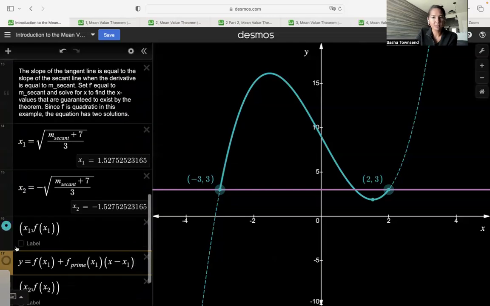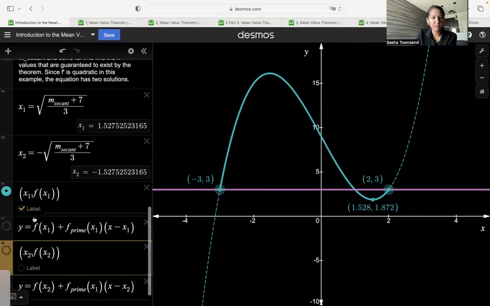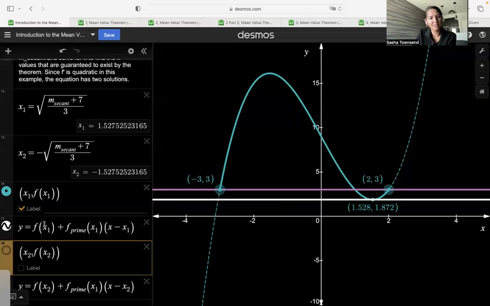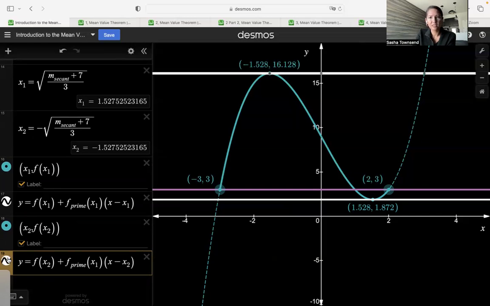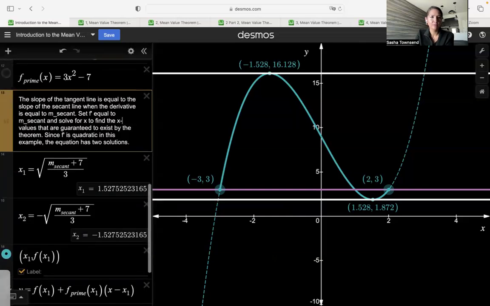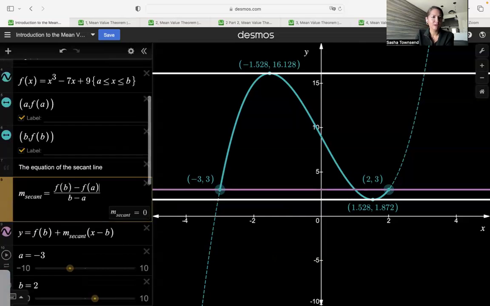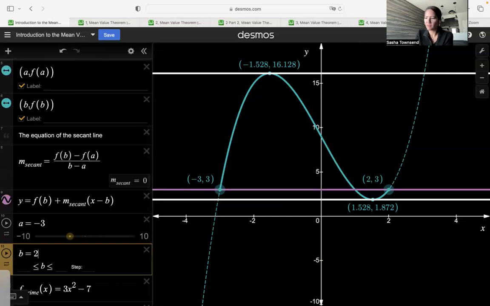We can plot those points. At that location, that's our positive one. The tangent line looks like that. And then at the top there, we have the negative value. It's the same. The tangent line looks like that. Say, okay, that's Rolle's theorem. What about the mean value theorem? Well, you can just change the a value and the b value.